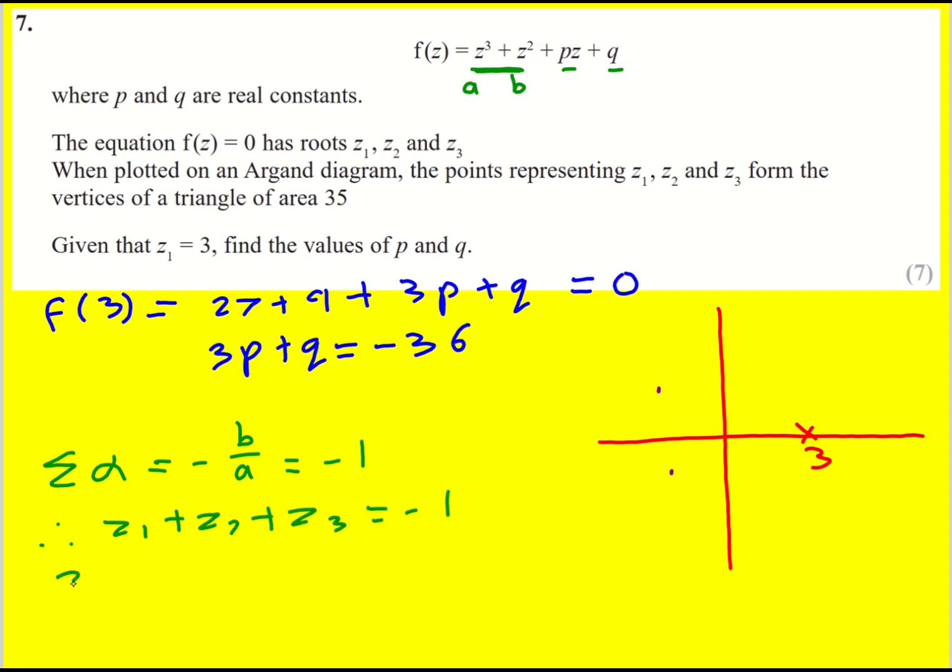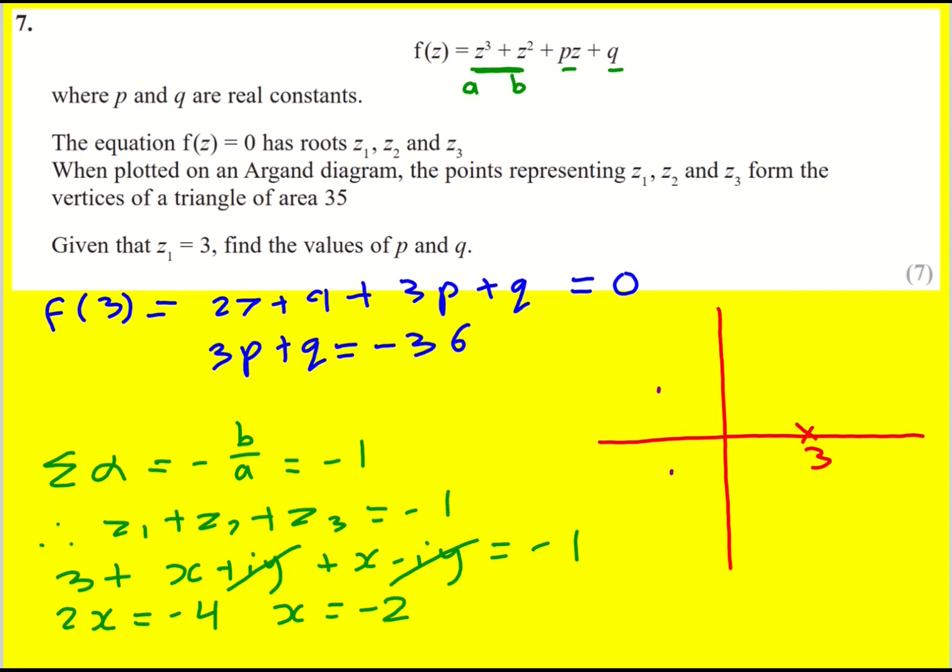And we know what z1 is. Now we don't know what z2 or z3 are, but we do know that they've got to be complex conjugates because they're both roots of this cubic. So I can say that I've got x plus iy plus x minus iy equals minus 1. The complex parts cancel. So 2x equals minus 4, x equals minus 2. And now we can create that triangle.